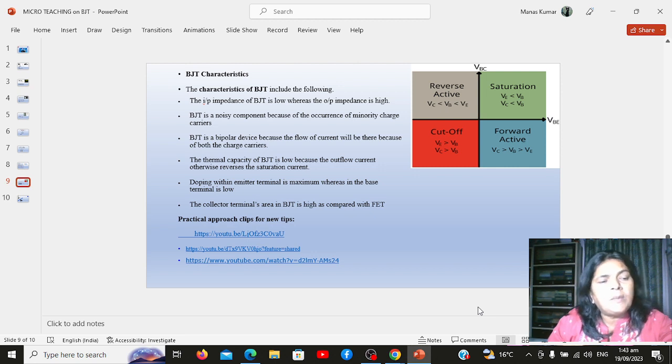The BJT operated in the cutoff region acts as an open switch and a very small collector current flows from emitter to collector. This current is called reverse leakage current and is due to minority charge carriers, electrons in the p region and holes in the n region.